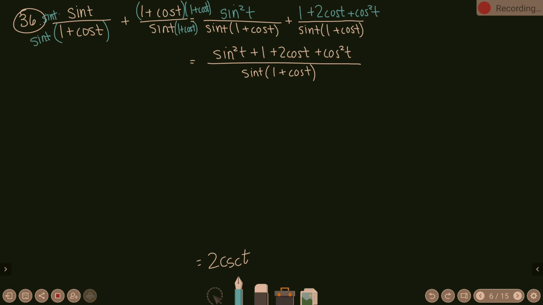What I tend to see is that sine squared plus cosine squared is a Pythagorean identity, and that is going to equal 1. So then I have 1 plus 1 plus 2 cosine t over sine t times 1 plus cosine t. If we just go to that without showing the Pythagorean identity as a step, if I just did it like that, that's fine.